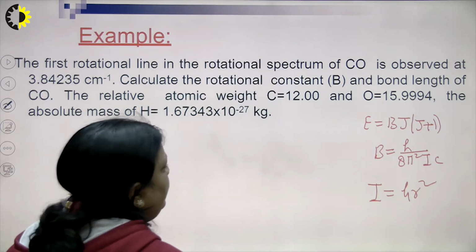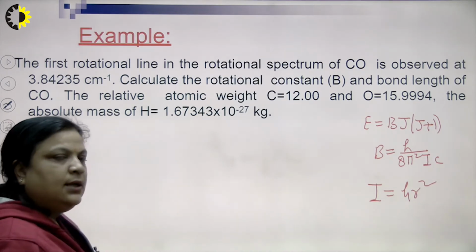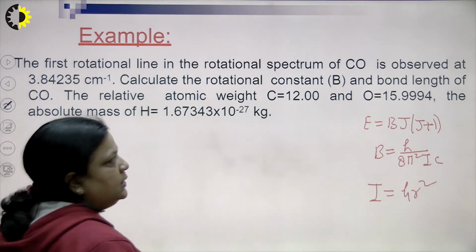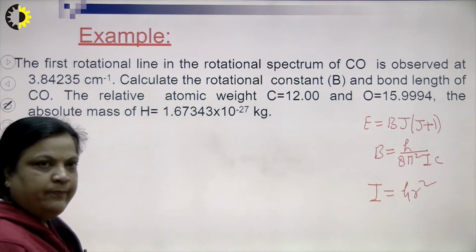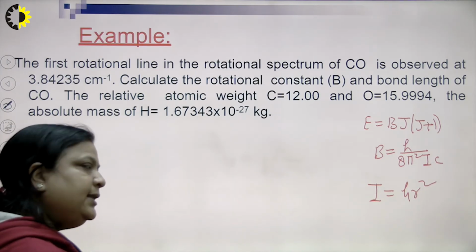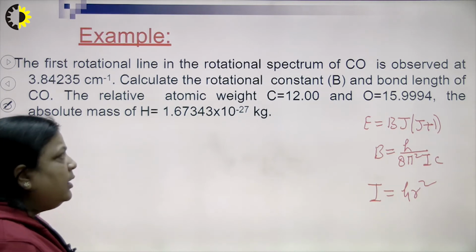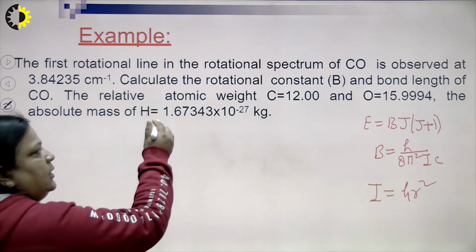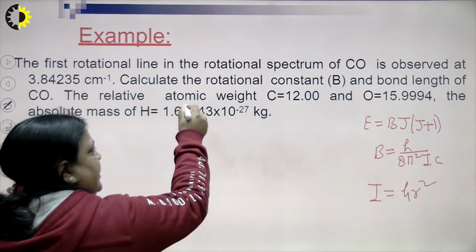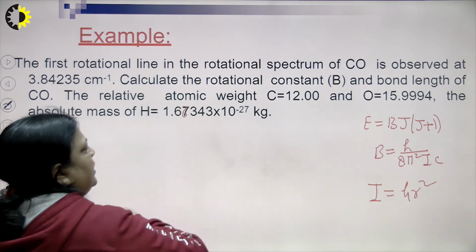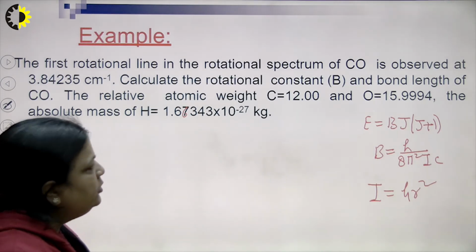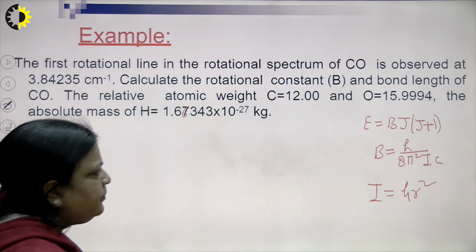Now, the atomic weight is given in AMU, but when we find mu, the mass should be in kg. To convert AMU into kg, either divide by Avogadro number, or we can multiply by 1.66 into 10 to the power minus 27. It is not exactly 1.66, we can put 1.67.